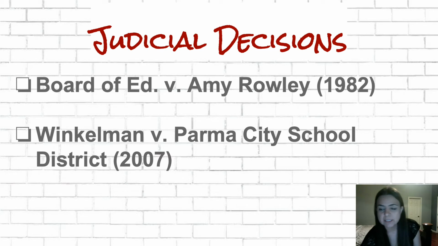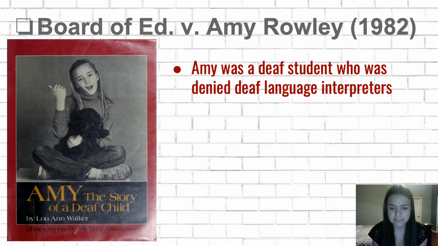Here, I will present two court case examples and how students with disabilities have won court battles. These are judicial decisions. There are many out there, but we're just going to focus on two very well-known decisions. One is Board of Education versus Amy Rowley in 1982, and the second one is Winkelman versus Parma City School District.